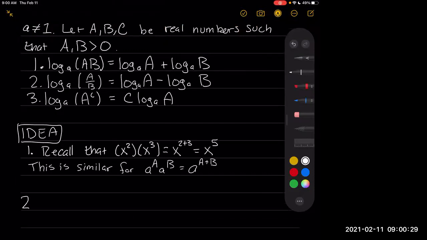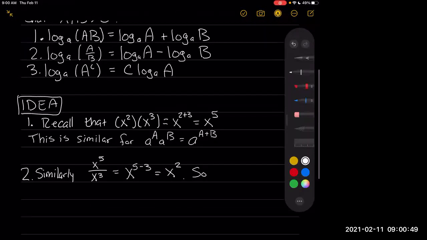And then for the second one, similarly, if we have x to the 5th over x cubed, this will give us x to the 5 minus 3, which equals x squared. So if we have a raised to the A over a raised to the B, this will give us a raised to the A minus B. So log also respects this behavior.